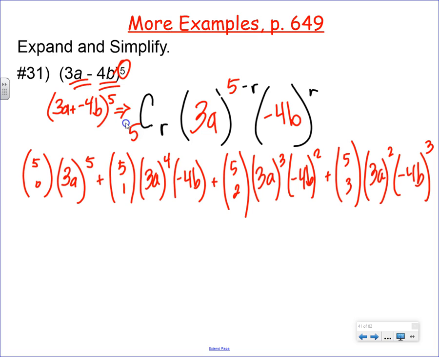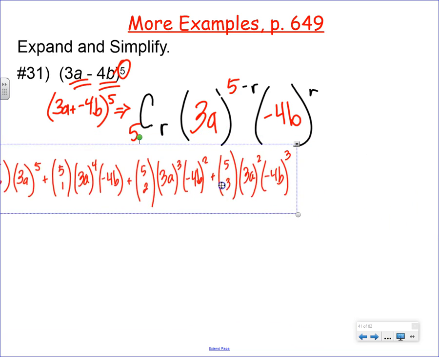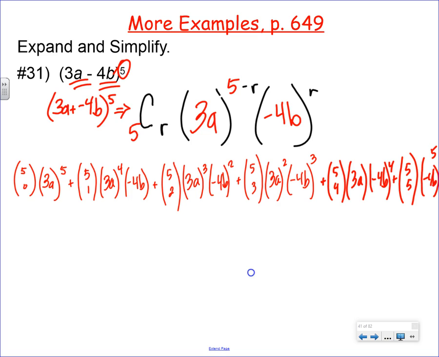Oh, it's okay. I have a smart board. You guys hopefully have more paper. I know it's going to be a little bit thicker. Don't judge. 3a to the 1, negative 4b to the 4. 3a is now gone because it's now to the 0. And negative 4b is going to be raised to the 5th. Does that make sense?